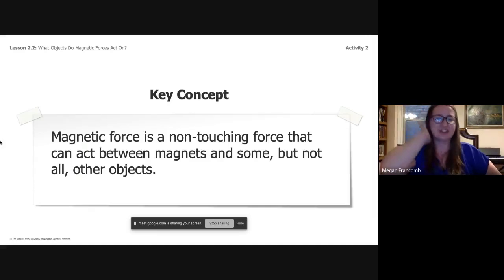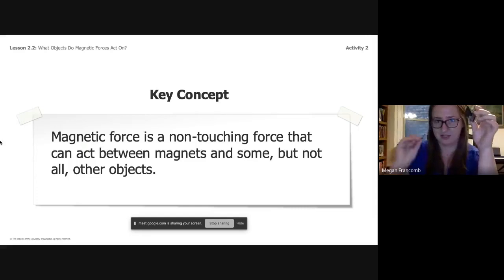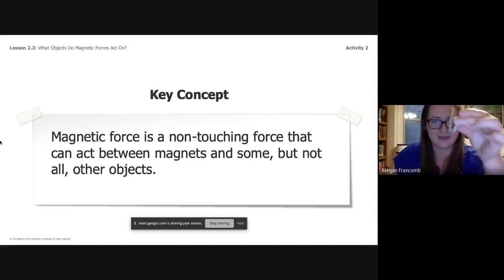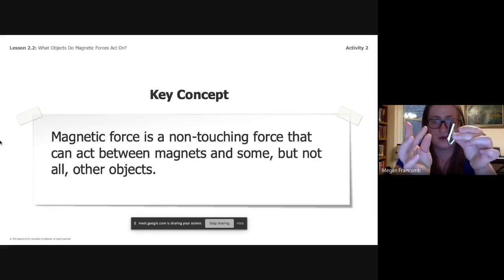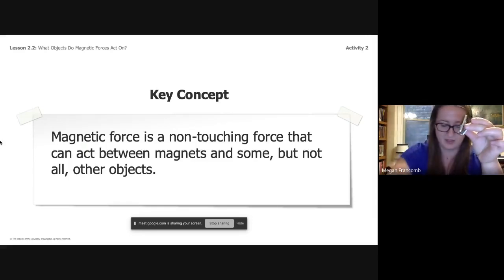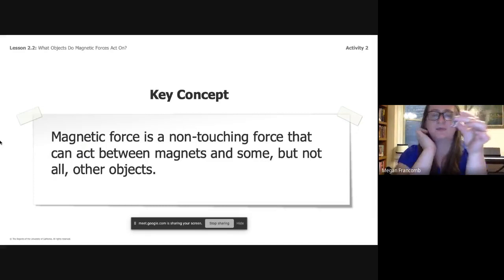The concept we're learning today is that a magnetic force is a non-touching force that can act between magnets and some, but not all, other objects. So I'm going to do 2 of my objects for you right now. I have my magnet and I have my bobby pin. So there is a magnetic force on the bobby pin. What about my popsicle stick? No, I have to actually push it together for it to touch. I don't feel any pull when I bring the popsicle stick close to the magnet.